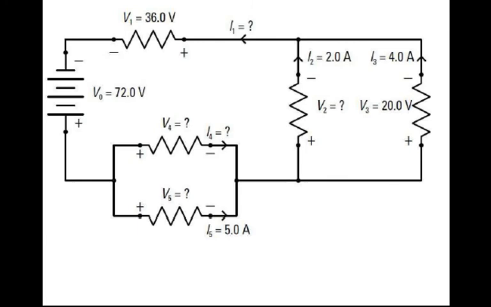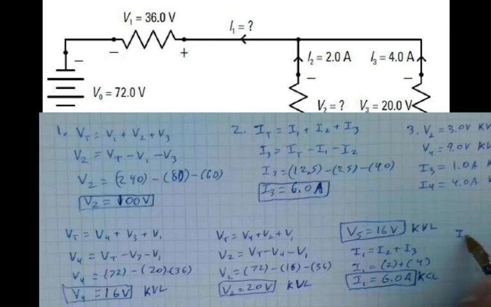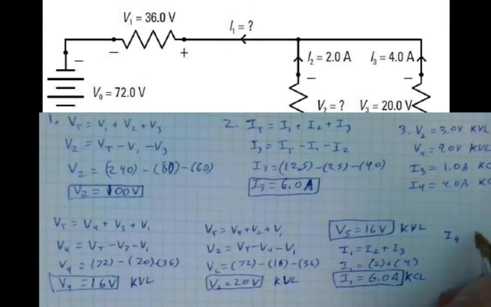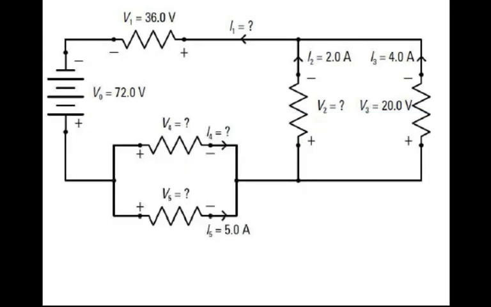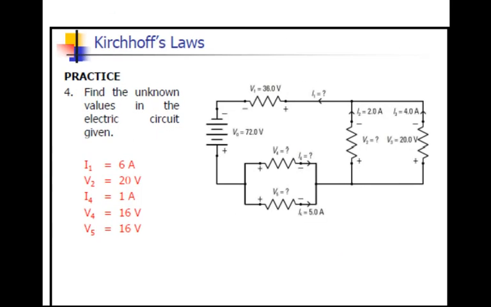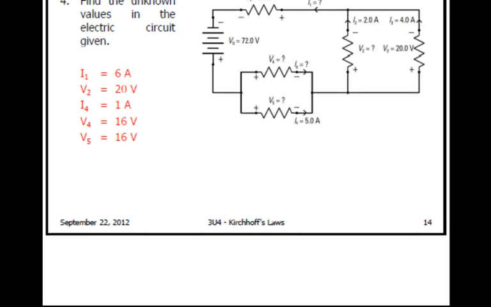I'll just write down that I5, what was it, I5 or I4? I4 equals 1.0 amps, and that is known through KCL. So that's another analysis of a circuit using KVL and KCL. Let's move on here.